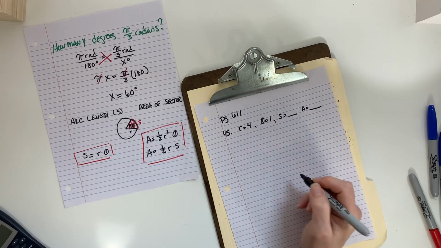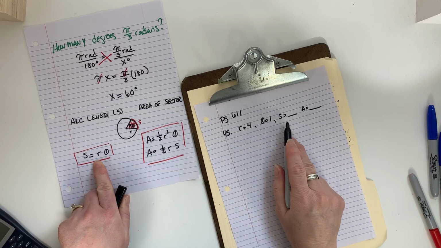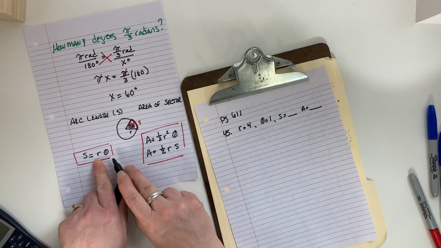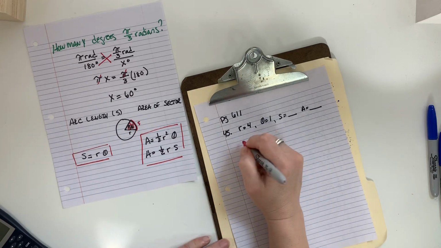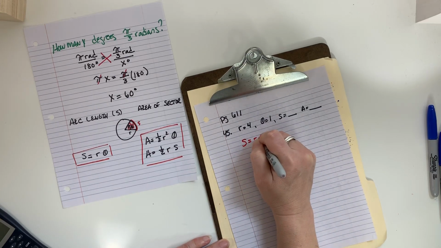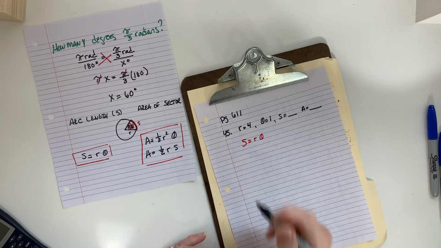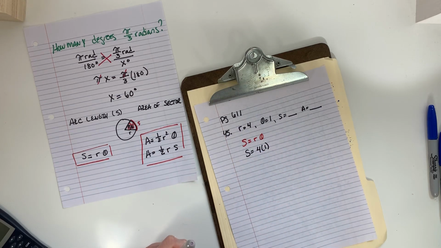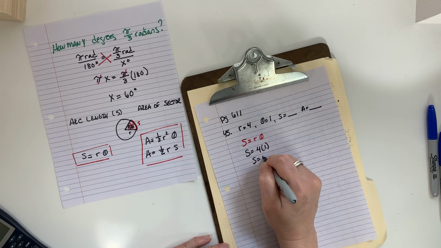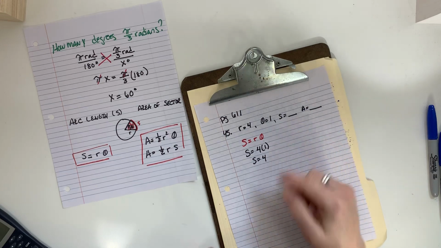All right, so we go back and we look at what formula can help us solve for S and for A. If you look over here, we know that the formula is S is equal to r theta. Okay, so all we have to do is say that S is equal to 4 times 1. So our arc length is S is equal to 4.